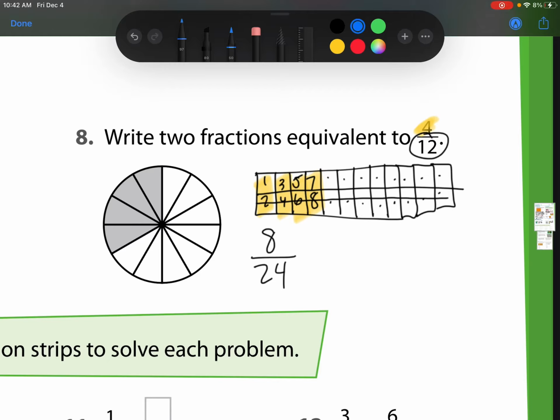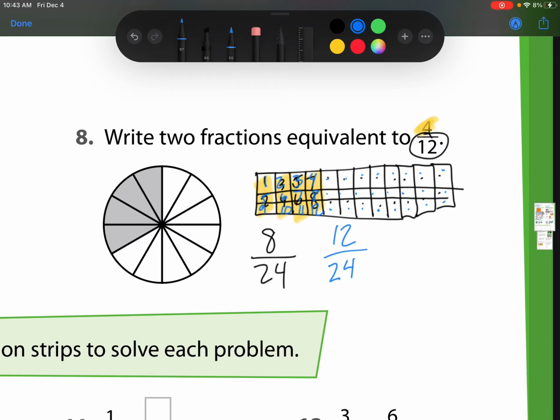So then what would I have? I'd have 1, 2, 3, 4, 5, 6, 7, 8, 9, 10, 11, 12. So 12 out of 1, 2, 3, 4, 5, 6, 7, 8, 9, 10, 11, 12, 13, 14, 15, 16, 17, 18, 19, 20, 21, 22, 23, 24. So do we notice something that we maybe missed there?